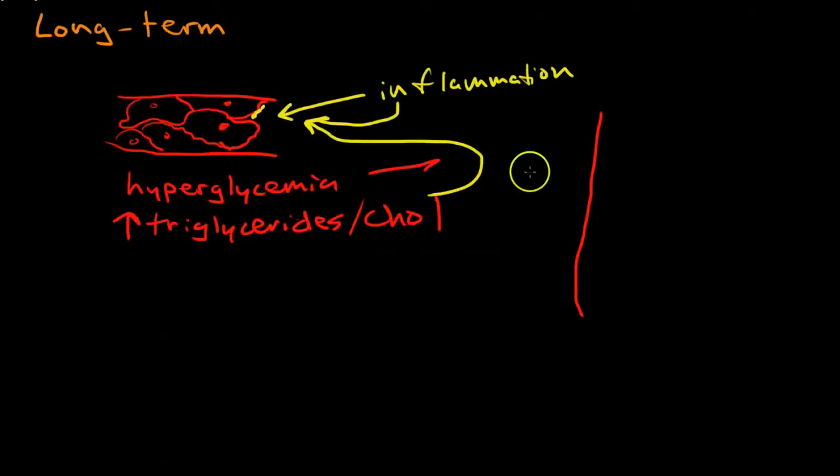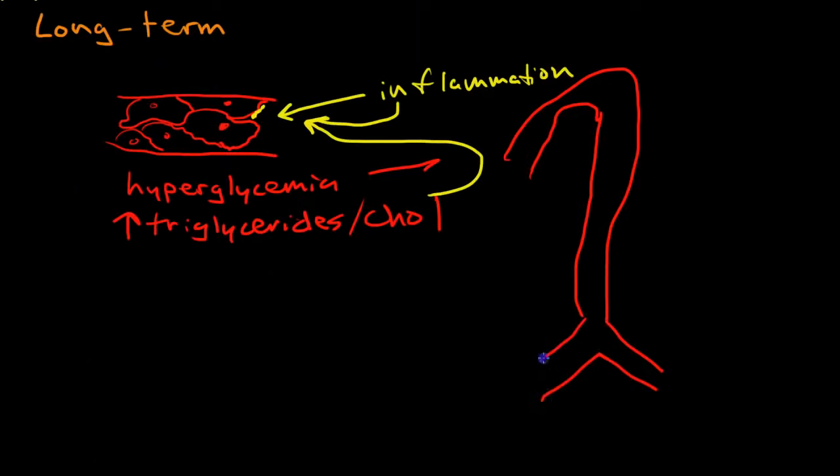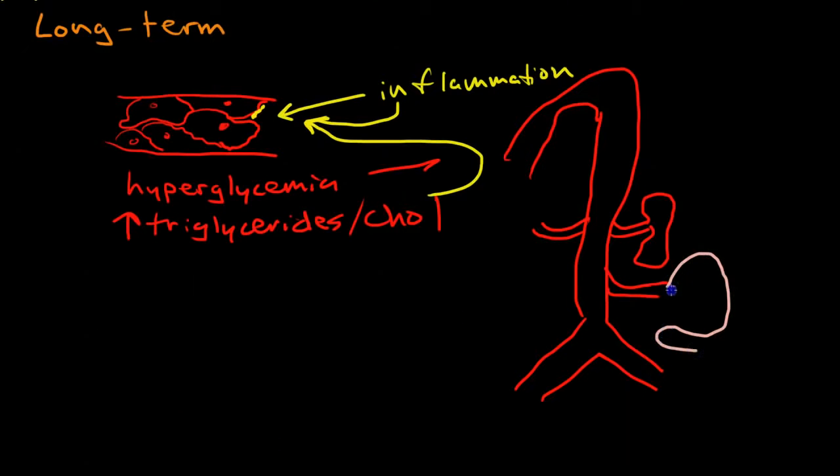In the large arteries, the aorta, the femoral arteries, the renal arteries, the hepatic arteries, the mesenteric arteries that are feeding the gut, actually the stomach and the gut. So what can this cause? All sorts of problems. It can cause aortic aneurysms to form.